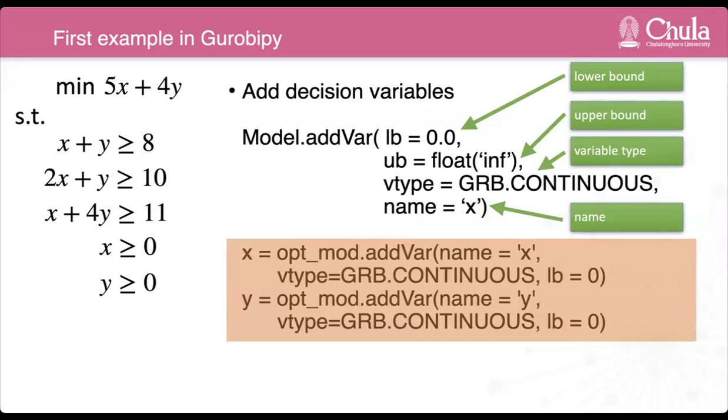Model add var. For example, I declare x is opt_mod, which is the name of the model, and add variable. The variable name is x, and the type of variable is continuous, a real number. Okay, lower bound LB is 0. We don't have an upper bound, leave it free, and declare a new variable y, a new variable called y. Okay, continuous, and LB is 0. Lower bound is 0.